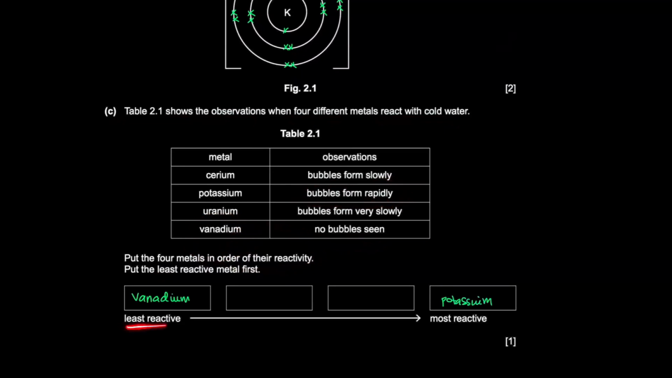Right? So always start at the most and the least. That's the easiest way to start. And then we have slowly with cerium and very slowly with uranium, which means uranium is less reactive, cerium is more reactive, right? Because very slowly means obviously slower than just slowly. So uranium and cerium. Okay.